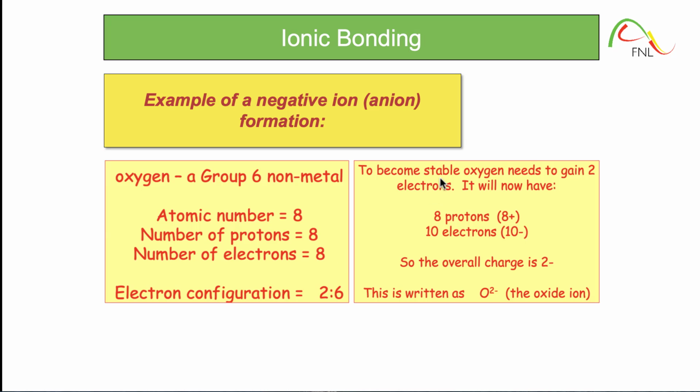Now, to become stable, oxygen needs to gain 2 electrons, so it will now have 8 in the outermost shell. So it will now have 8 protons, 10 electrons. So the overall charge is 8 pluses, 10 minuses, which is 2 minus. This is written as O2- or O^-2 and becomes the oxide ion. Hope that makes sense.